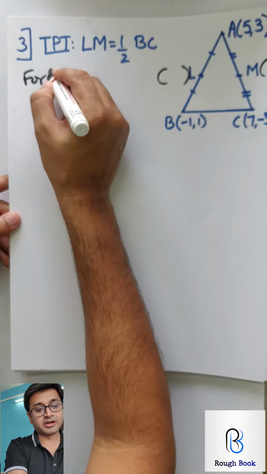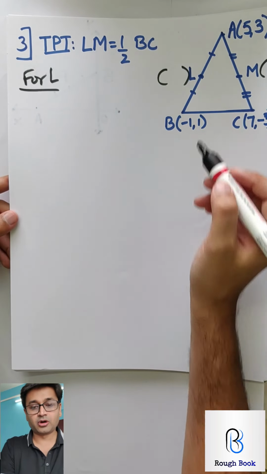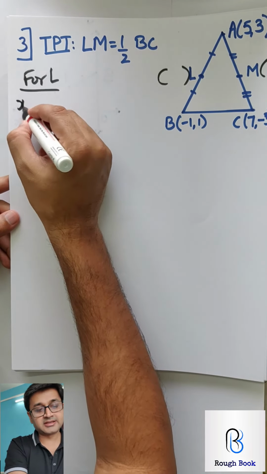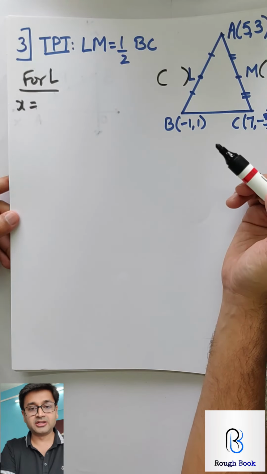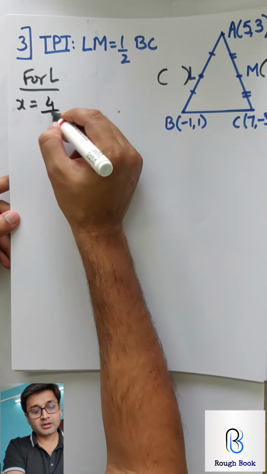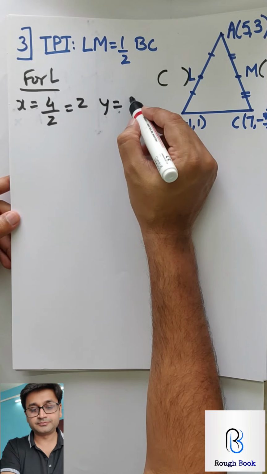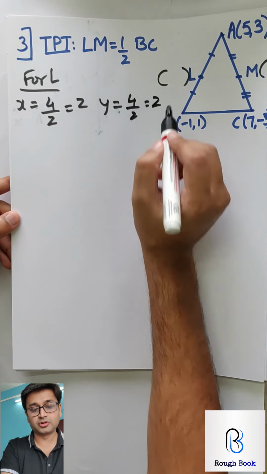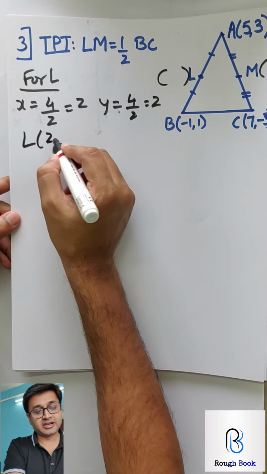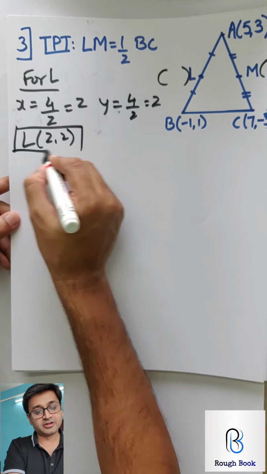So first for L, let's see what the midpoints will be. So x is equal to 5 minus 1, that will be 4 by 2, so 2, and y will be 3 plus 1, that is again 4 by 2, so 2. So my coordinates of L are 2 comma 2. I got the first part.